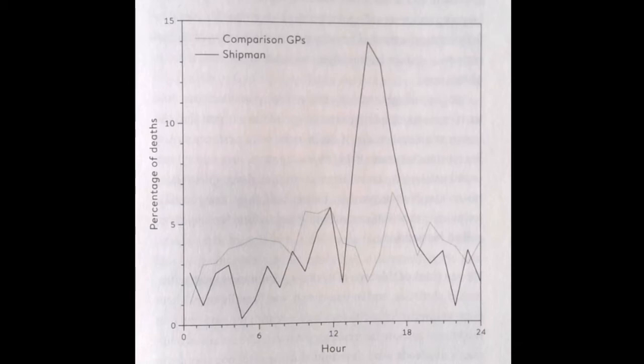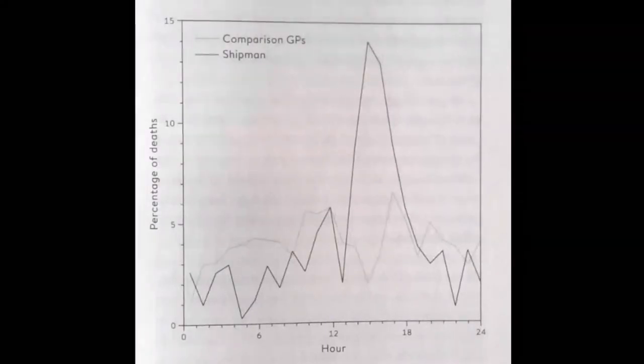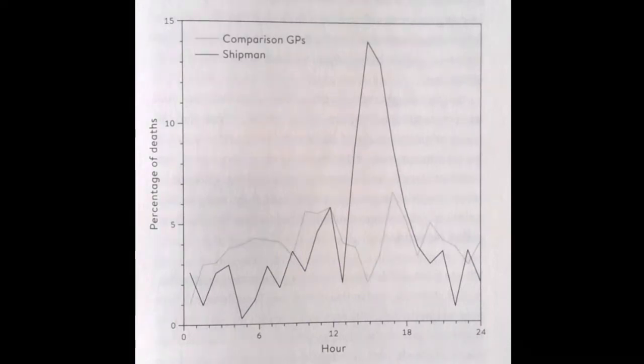Now, Tajiri notices from this next graph that the peak death hours for Shipman are actually low points for other doctors. So what's going on here? Well, we see that most of his patients died around, I would say, 3 to 4 p.m. compared to other times in the day.